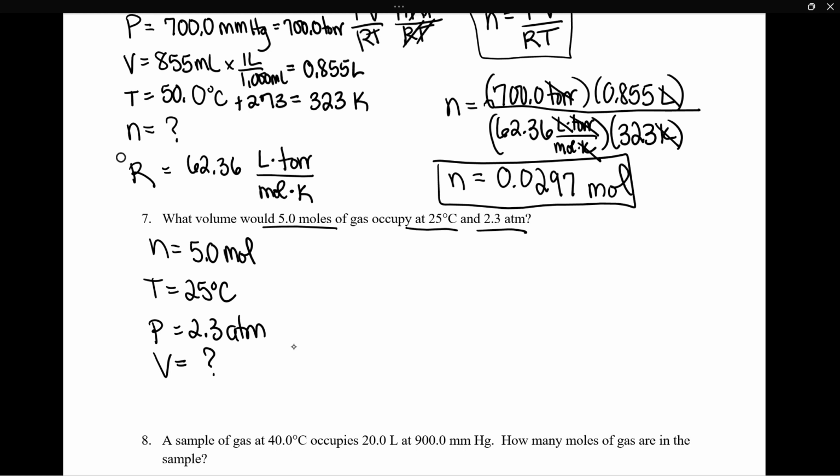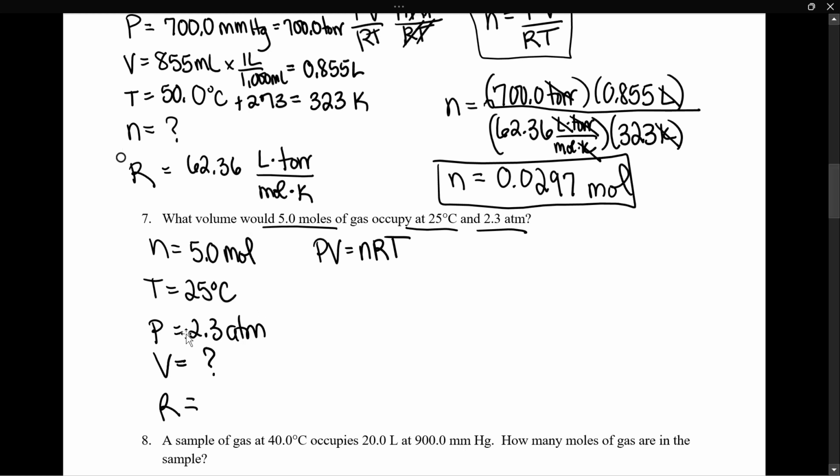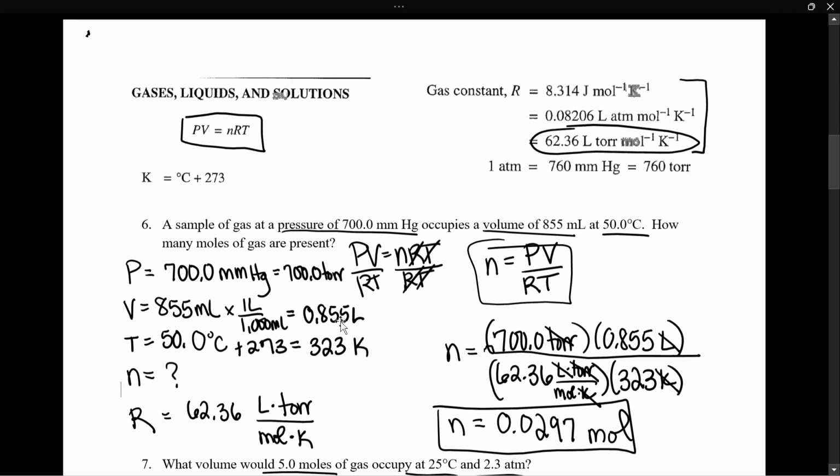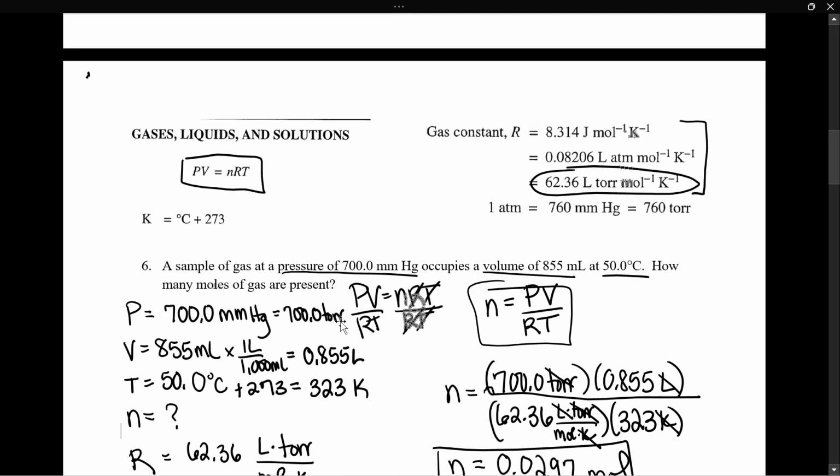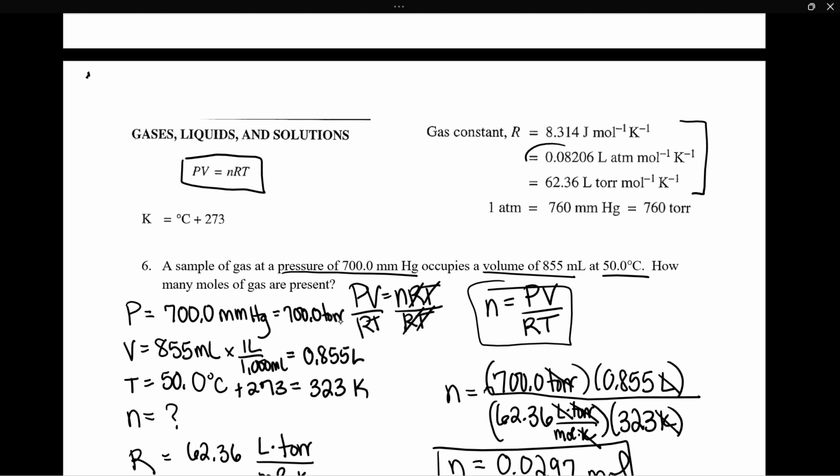The question is, what volume would a gas occupy under these conditions? So again, this looks like a job for PV equals nRT. The one thing we haven't written down yet is R. So let's look at what R value we want to use. Notice that my pressure this time is measured in atmospheres. So if I look up at my equation sheet, I want to use the R value that is in atmospheres.